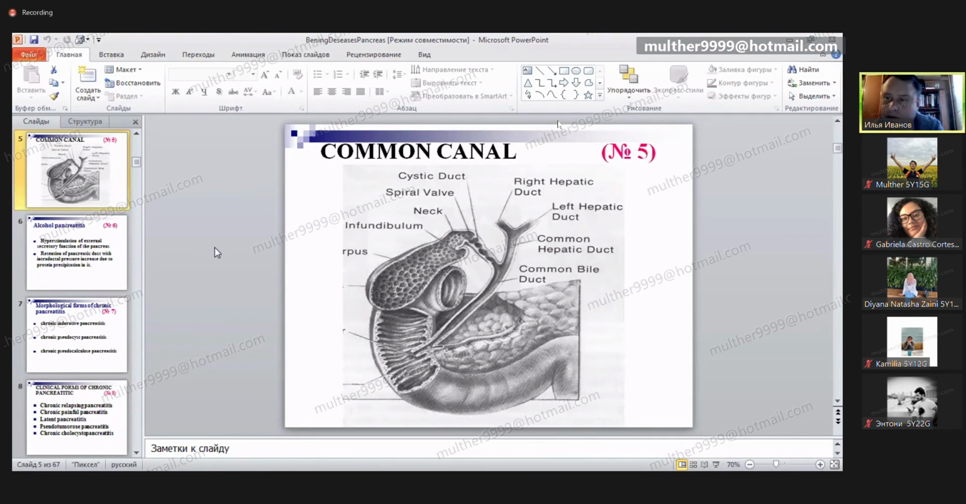Location of the pancreas. It's a very important situation according to the development of acute and chronic pancreatitis. The pancreas is a retroperitoneal organ. All parts of this organ are located in the retroperitoneal space.